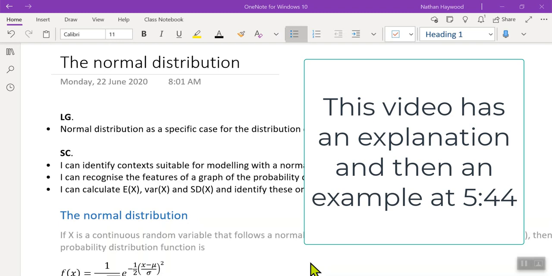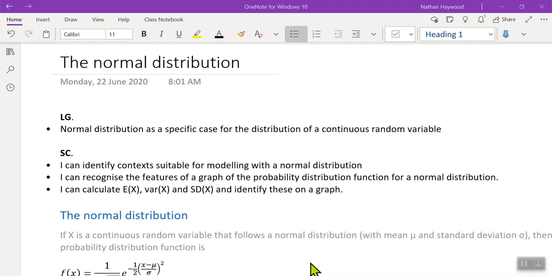So today we're doing normal distribution. It was first discovered by Galileo back in the 1600s. So he was observing, I think it was stars. We've been looking at continuous random variables, right?